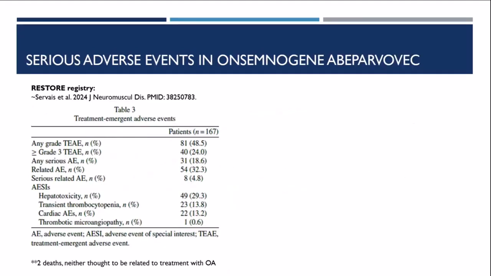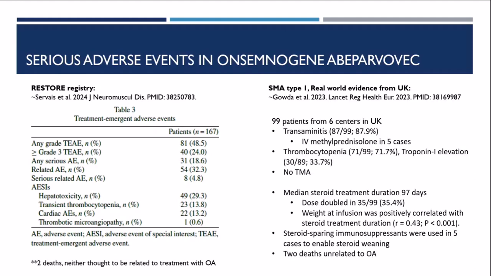There are a couple other papers I just wanted to point people to talking about serious adverse events in onasemnogene abeparvovec therapy for SMA. These are from real-world data on the RESTORE registry, but they all fall into some of these more common things that we often see. So if you look just here, we see hepatotoxicity, transient thrombocytopenia, cardiac adverse events, and thrombotic microangiopathy.